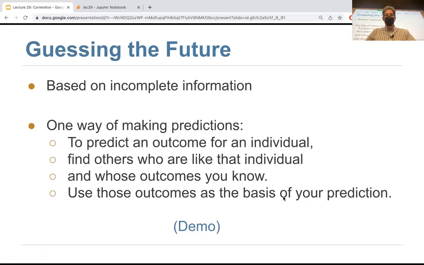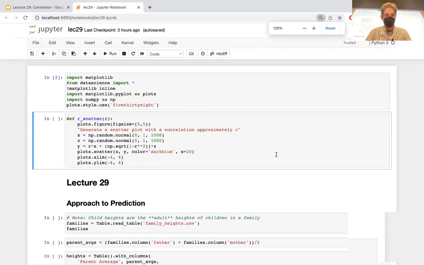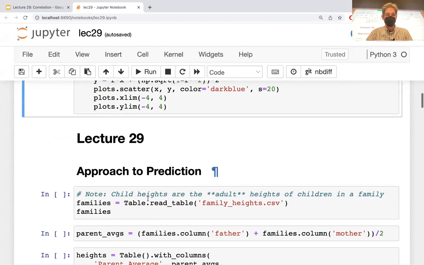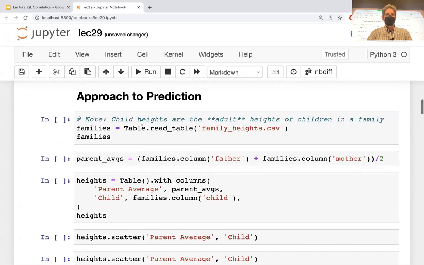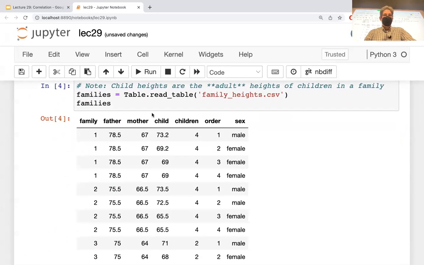Good general strategy. And we did this, I will remind you. In lecture 10, it went something like this. We found a classic data set of families whose heights had been measured. Recall that the child column here is one row per different person, so per different child. Here they all have the same father and mother.